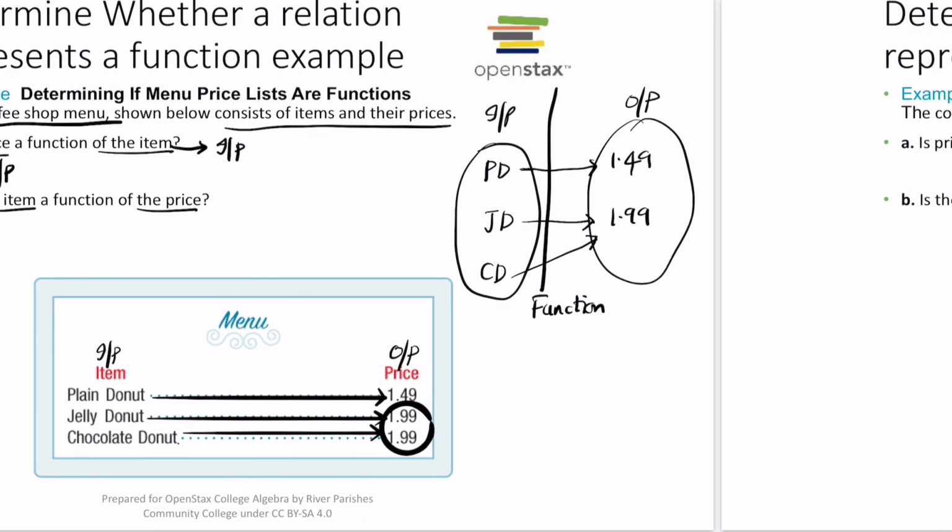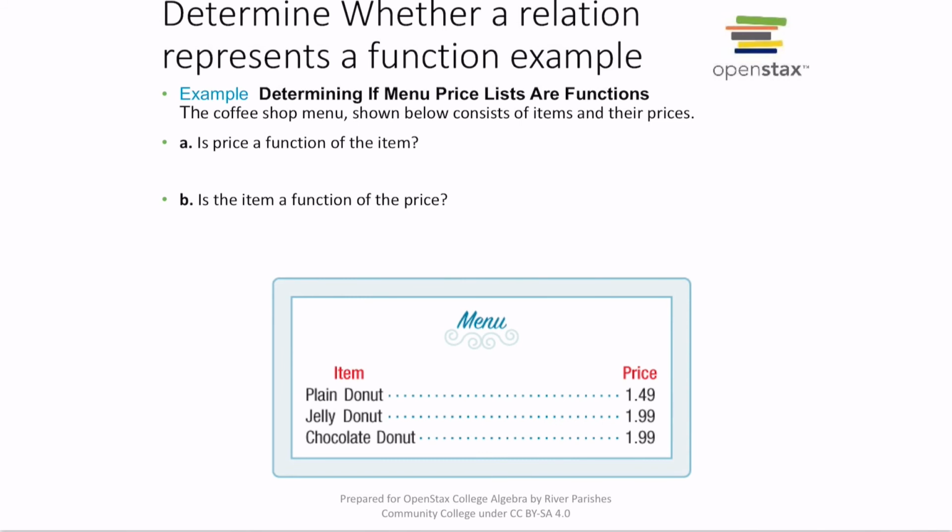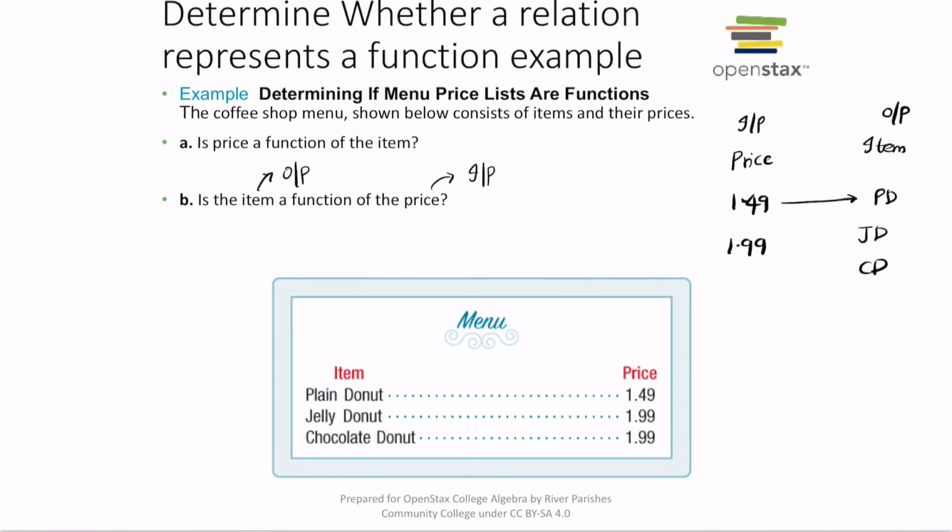Is the item a function of the price? So here in the second problem, the price is the input and the item is the output. So let me write it down: the price and item. This is the input and this is the output. For price, you have 149, 199. You have plain donut, jelly donut and chocolate donut. So this is the diagram when you write it in the reverse.